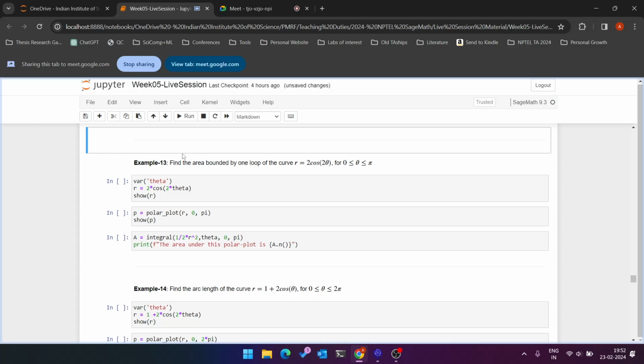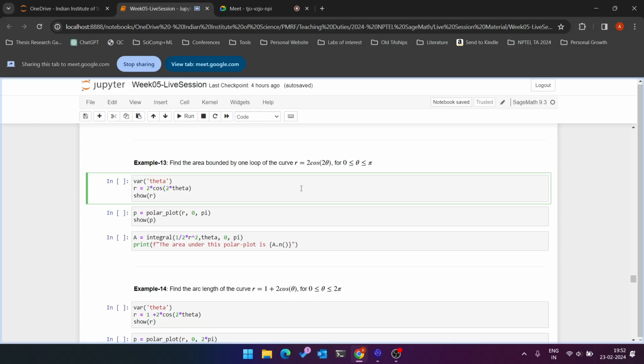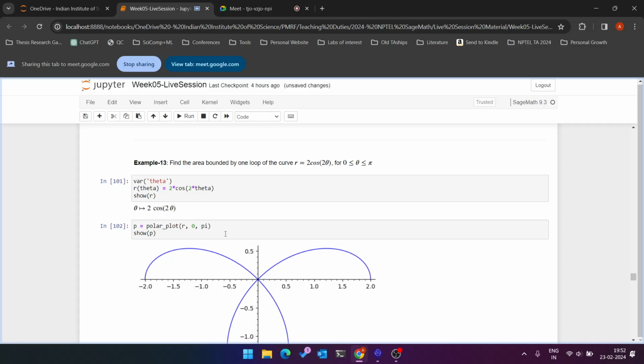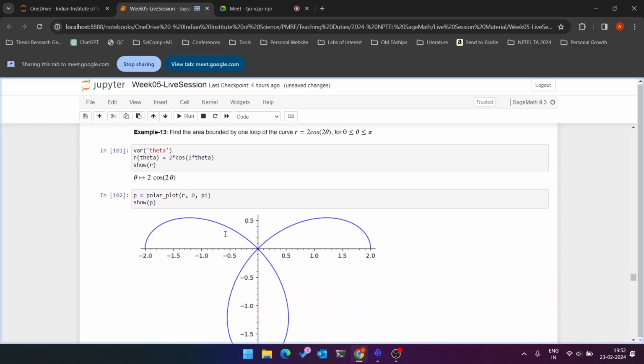The next example that we have asks us to find the area bounded by a loop of the curve r equals twice cos of 2 theta for theta varying from 0 to pi. Again, the same steps: define the variable, define the function. So I should write r of theta, and for a given theta, it's basically 2 cos 2 theta. If I want to do a polar plot, this is how it looks.